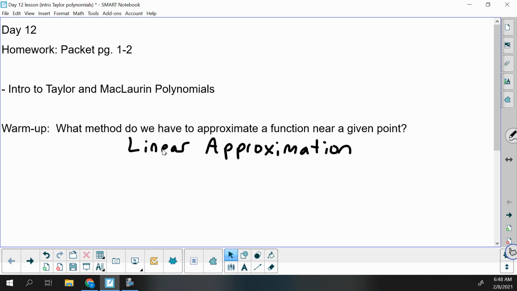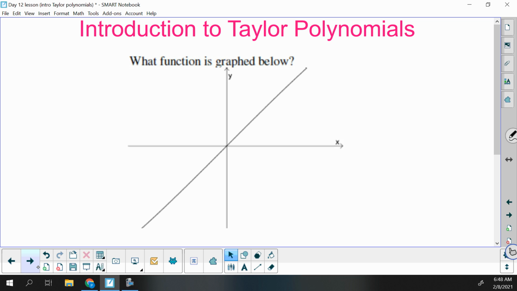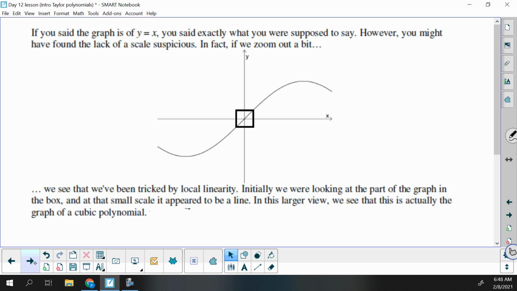Well, we're going to expand on that idea today. So we'll want to be in your notes packet on the day 12. And I want you in this top one to think about what function is graphed here. So hopefully you thought maybe y equals x. That's what I was hoping you would say. But imagine we zoomed out a bit. So that box is what we were just looking at. Sure looked like y equals x, but without a scale, we really didn't know. Actually, that was a curve kind of like this, which appears that it might be cubic.